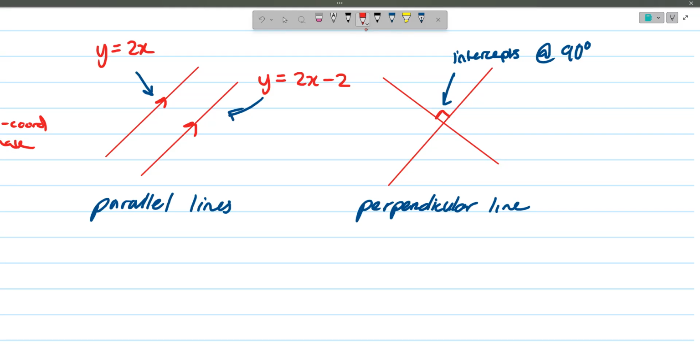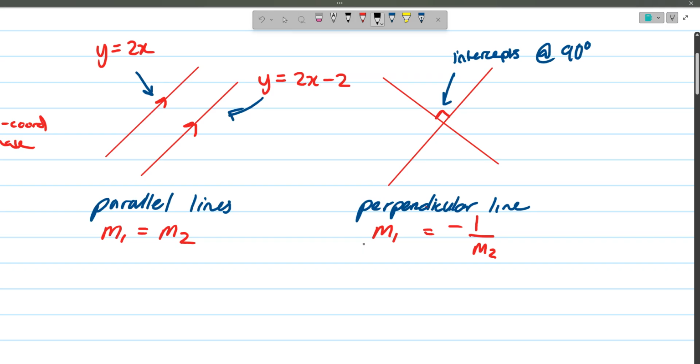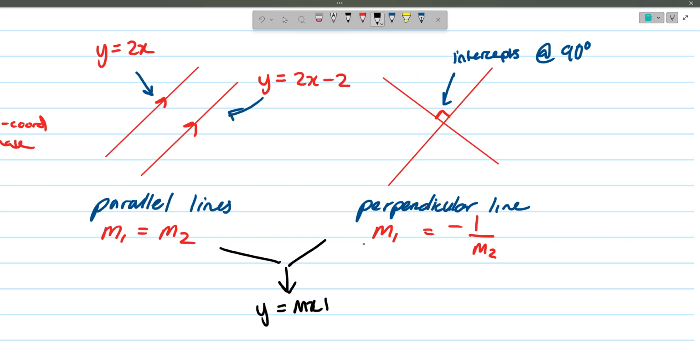Now, the difference between these two special lines is that, from this rule here, for parallel lines, m1 is equal to m2. For perpendicular lines, because it intercepts at 90 degrees, we would say that m1 is equal to negative 1 over m2. What I'm trying to say from this is that if you have a pair of parallel lines, you can tell that the lines are parallel if the gradients are equal. And for perpendicular lines, you can tell that they are perpendicular if they follow that negative inverse relationship. And this all ties back down to the equation of a line, which is y equals mx plus c.